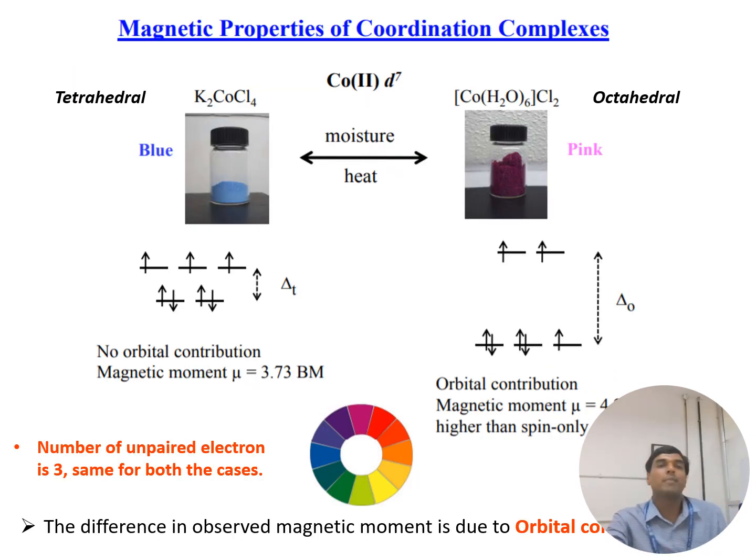And then we have magnetic properties. You can see K2CoCl4. You can have 3 unpaired electrons. When we talk about delta T, it means crystal field splitting in a tetrahedral complex. Whereas if you go for a high spin complex, you can have 3 unpaired electrons. So basically here also you can get a magnetic moment close to 4. So the number of unpaired electrons is 3, the same for both states, and that's why both are paramagnetic substances.